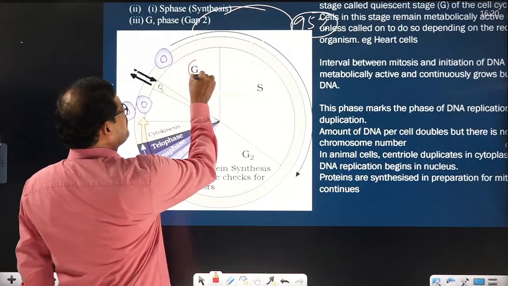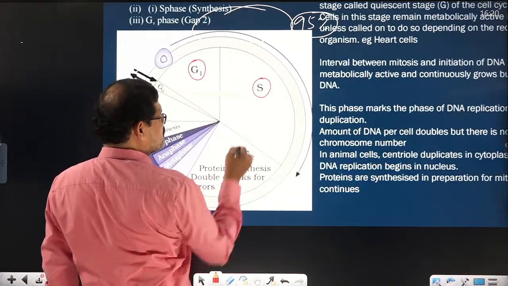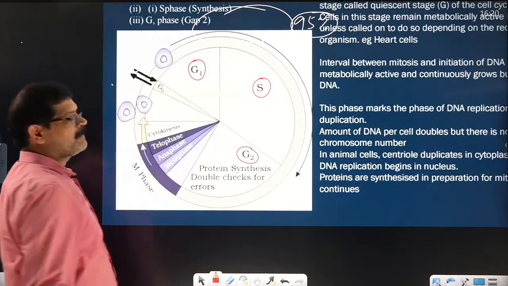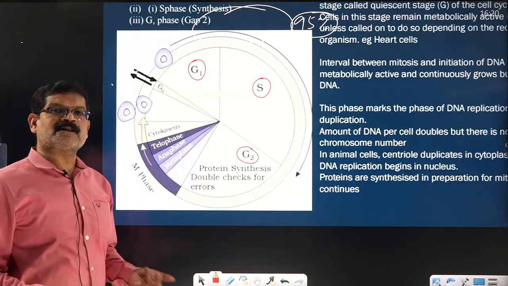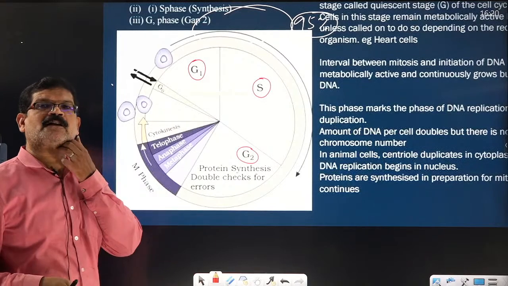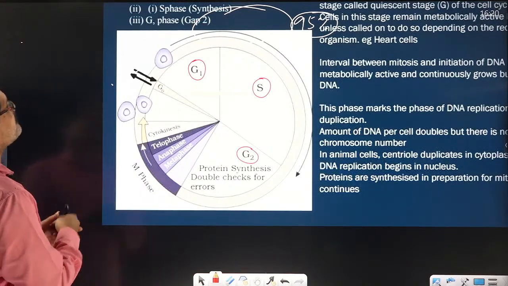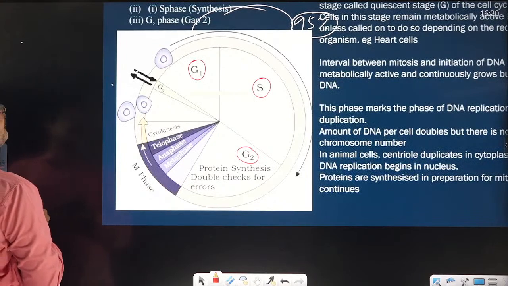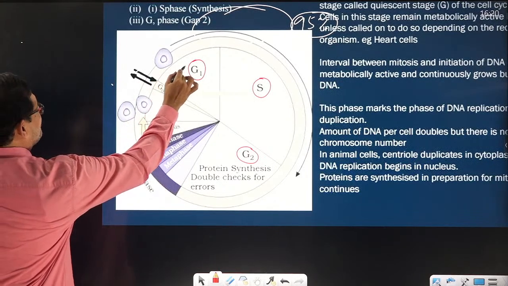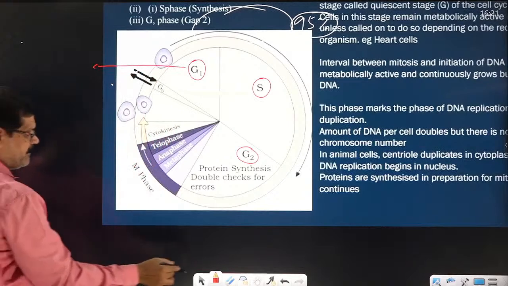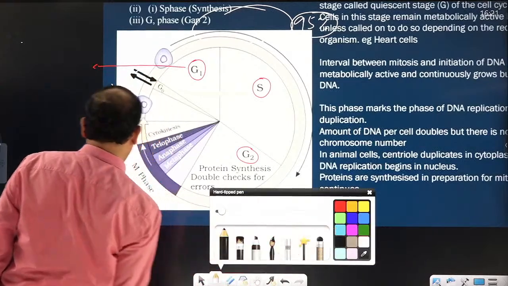First one G1, next one S phase, next one G2 phase. What are the things which happen in the G1, S and G2 phases? All these things we are going to study. First one is called G1. What is this G1 and what are the events which happen in the G1 phase, we are going to see.